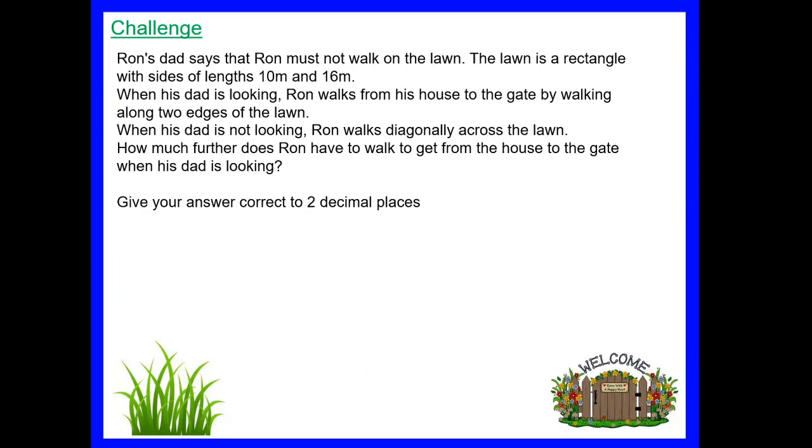So Ron's dad says that Ron must not walk on the lawn. The lawn is a rectangle with sides of length 10 metres and 16 metres. When his dad is looking, Ron walks from his house to the gate by walking along two edges of the lawn. When his dad is not looking, Ron walks diagonally across the lawn. How much further does Ron have to walk to get from the house to the gate when his dad is looking? Give your answer correct to 2 decimal places. Pause the video, have a go yourselves before we check through the solution.